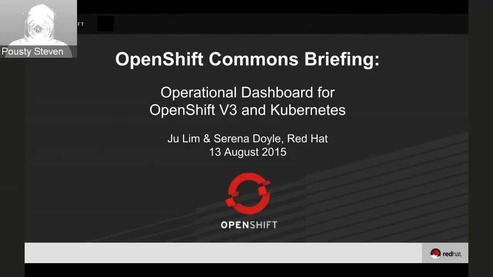Today we're going to have a briefing on some of the work happening inside of Red Hat on an operational dashboard for OpenShift v3 and Kubernetes. Kubernetes is underneath OpenShift, and Ju Lim and Serena Doyle have been working on creating a single pane to manage both for all your operational needs. So I'm going to turn over the rest of the presentation to Ju Lim and Serena.